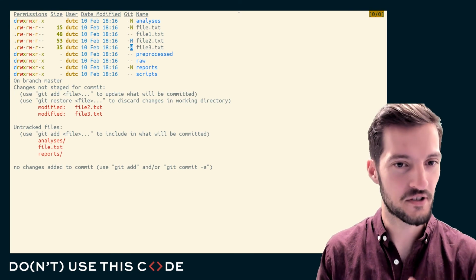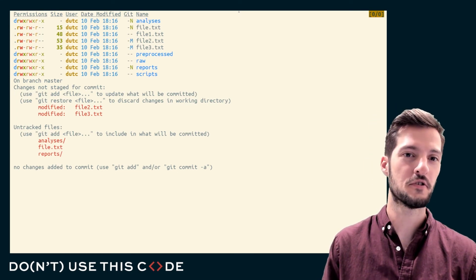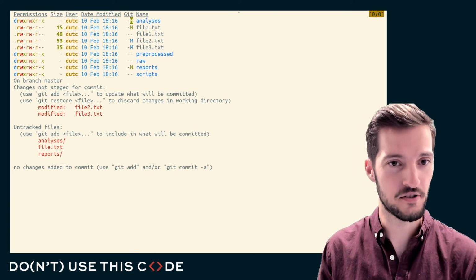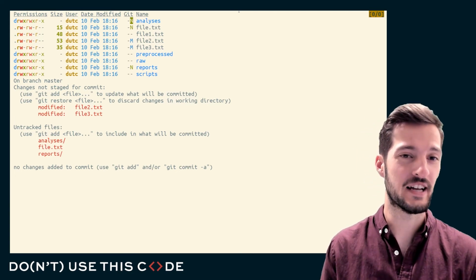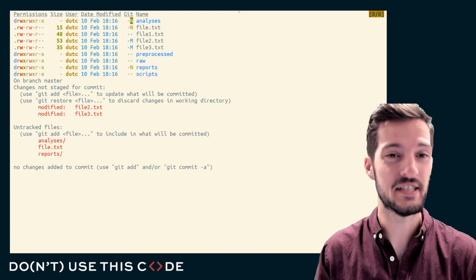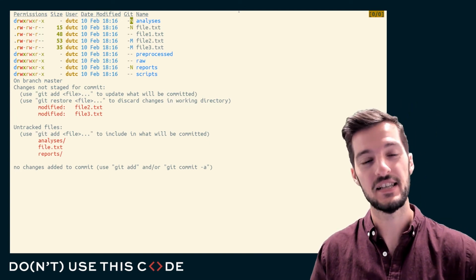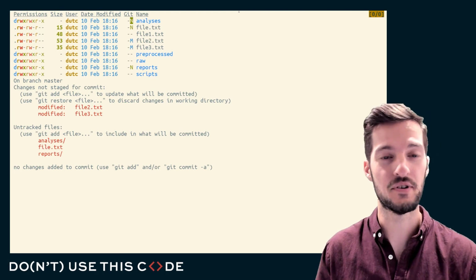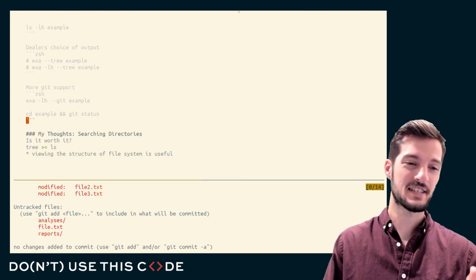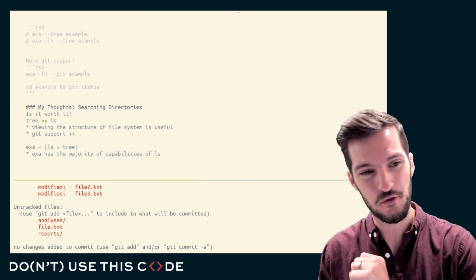Well, there's a new file inside the reports folder. Files 2 and 3 have been modified. file.txt is new, and there's a new file in the analyses. This is exactly what's in my git status, but it's up here in my detailed view, so I can see it in line with all the other files with an output I am highly familiar with. And so exa just kind of takes the cake for me.